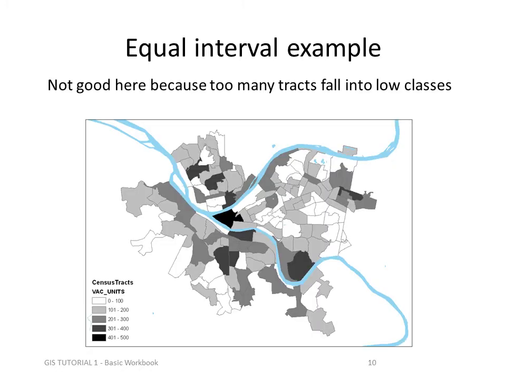Here's an example of an equal interval. In this case, many of the tracts fall into the lowest classes, and you definitely see less of a range in terms of the data. So, for example, there's only one census tract in this case in the middle of Pittsburgh that shows up in the highest classification category.